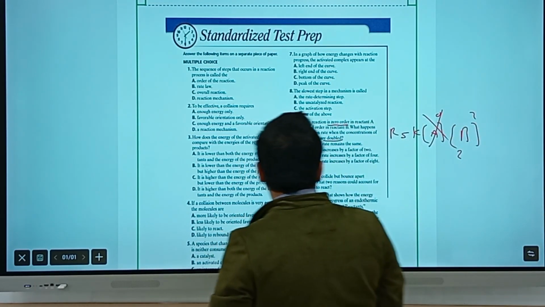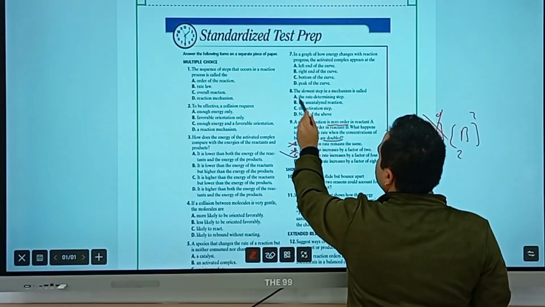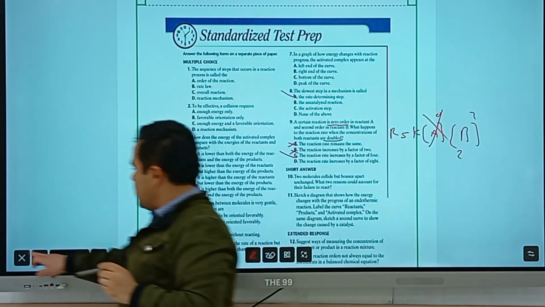The slowest step in a mechanism is called the rate determining step, which is A, the correct answer.